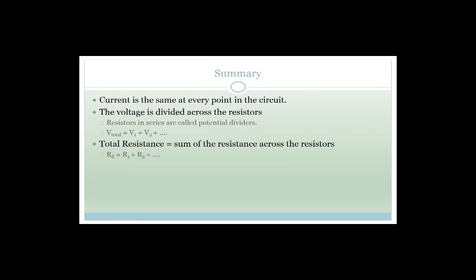The voltage is divided across the resistors, and the resistors are therefore called potential dividers. Okay, so V total is V1 plus V2 plus whatever.